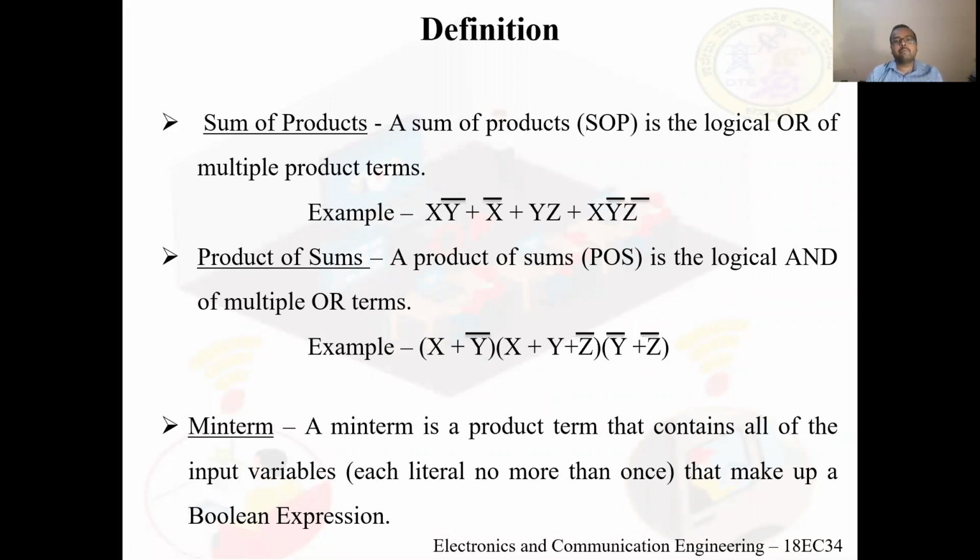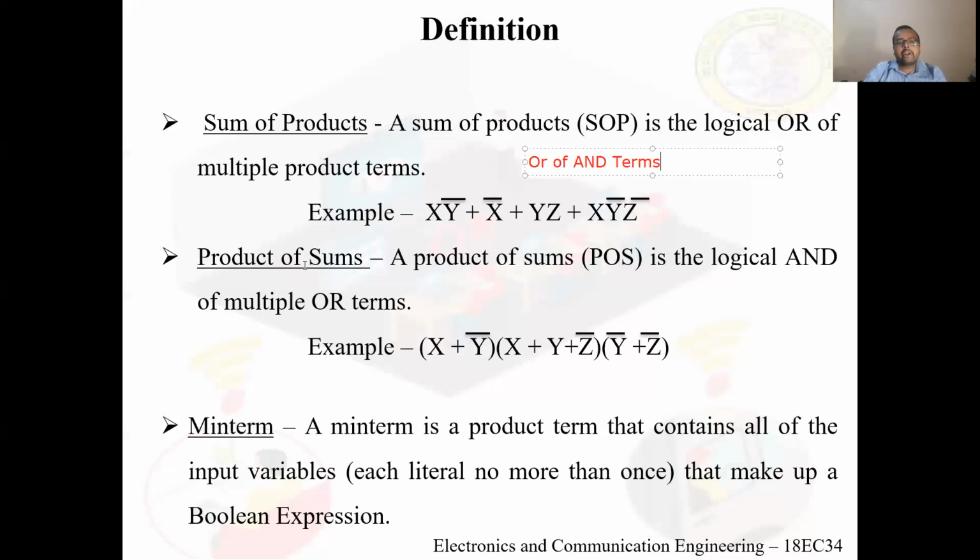Sum of products. A sum of products is a logical OR of multiple product terms. What to understand by this? It is nothing but an OR of AND terms. It's called sum of products. So we have the product terms here and we have plus symbols between these terms. x y bar or x bar y z or x y bar z bar is an example for sum of products.